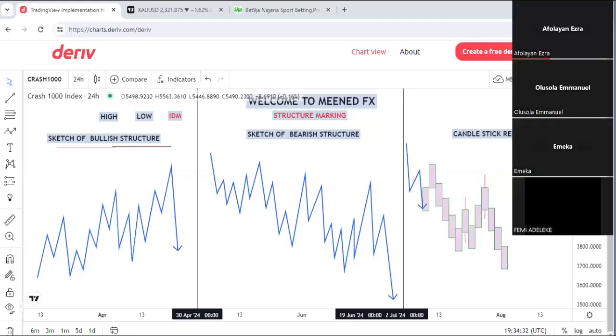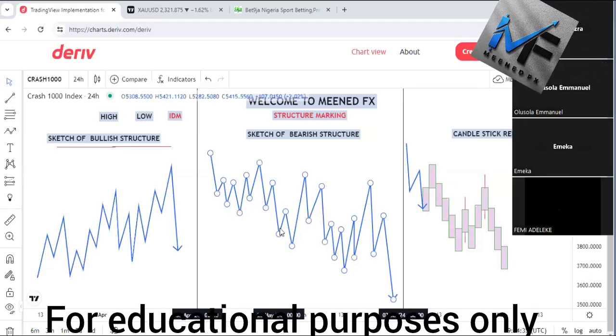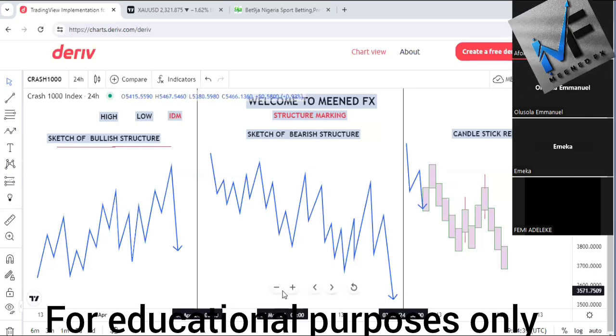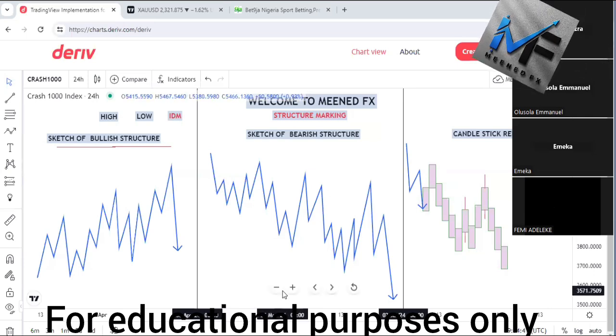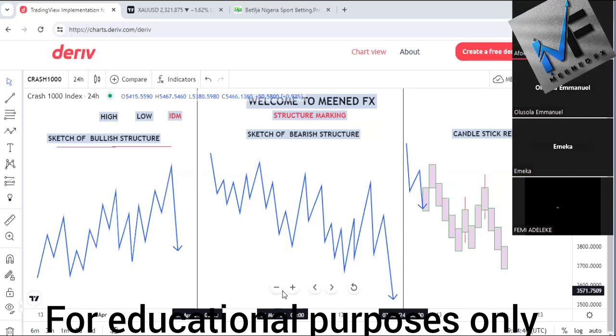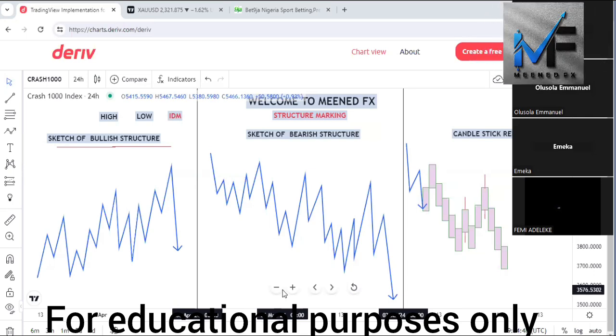All right. So today we are going to be talking about structure marking, and it is a very interesting topic. A lot of people have their own ways they mark their structure, but I'll show you how I mark my structure, and then we'll proceed. All right. It will take time.